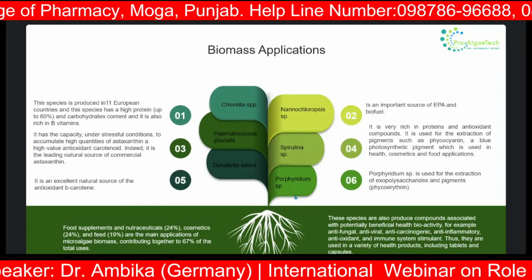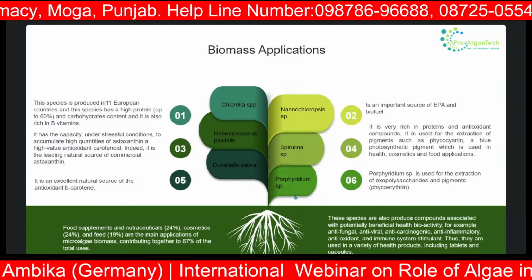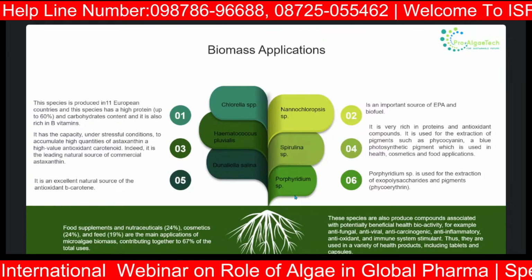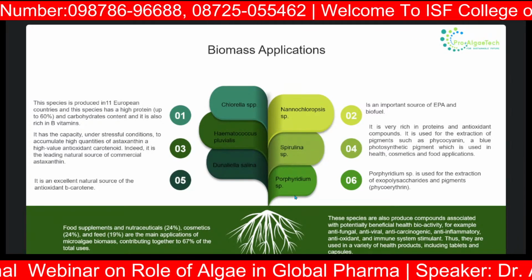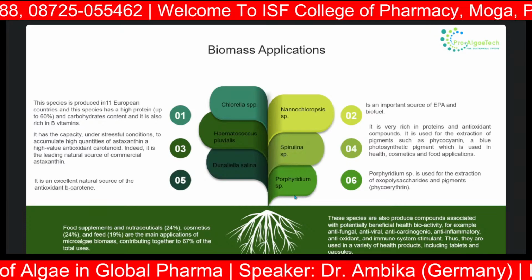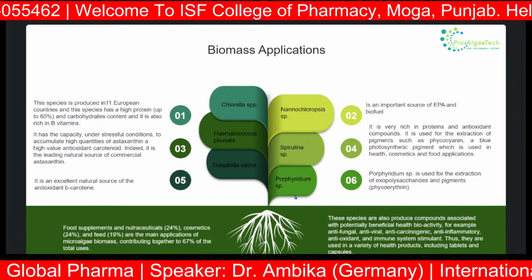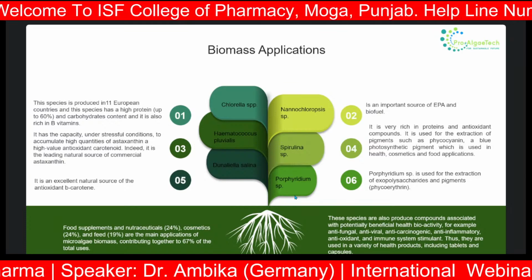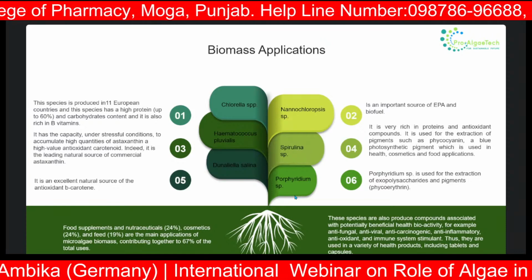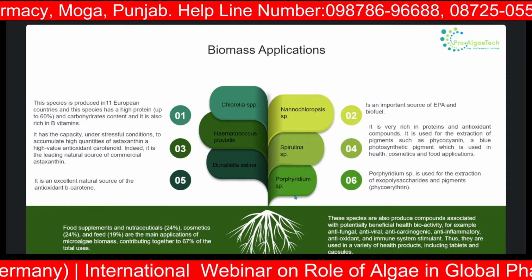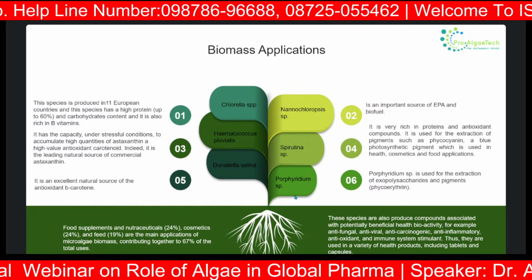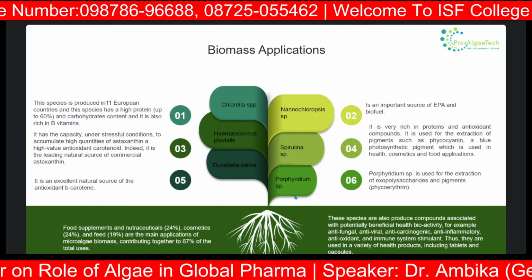When it comes to the Nannochloropsis species, it is an important source of EPA and biofuel. Nannochloropsis has been studied as an alternative energy source for biofuel because it has 60 to 70% lipid content. So it is a very important source for EPA and also for biofuel. Haematococcus pluvialis has the capacity, under stressful conditions, to accumulate a high quantity of a bioactive compound called astaxanthin, which is a high-value antioxidant carotenoid.